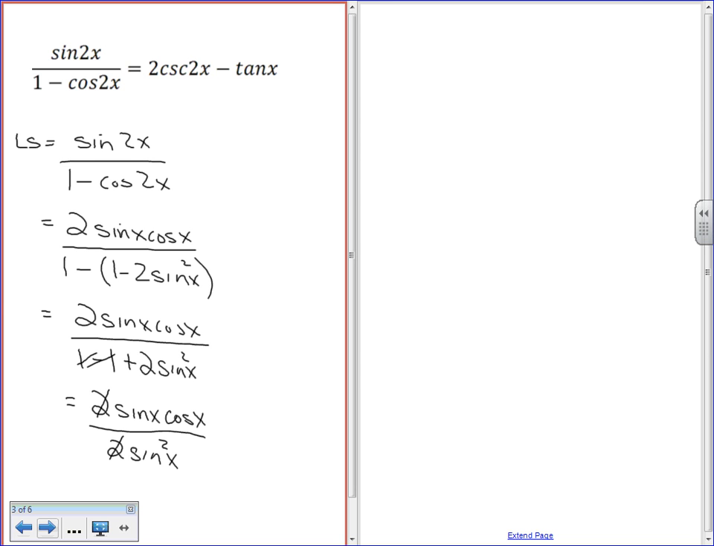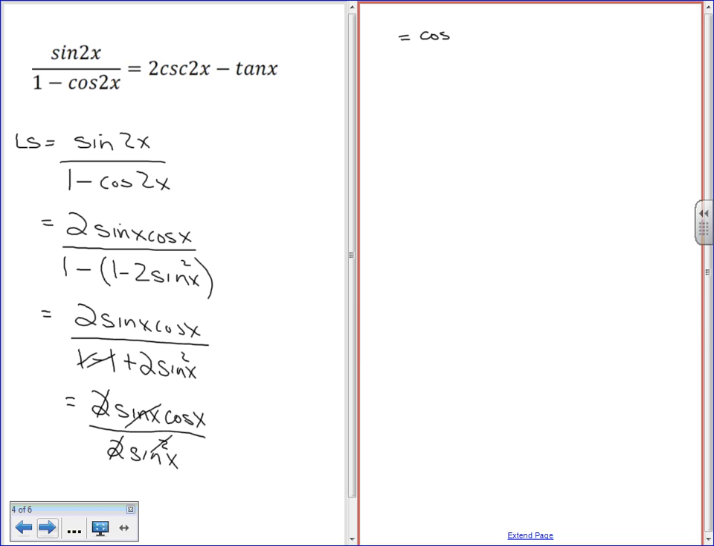Both of them are divisible by 2. There's a sine x on the top. There's 2 of them on the bottom, so I can take one of them out, leaving me with cosine of x over the sine, which looks nothing like the right side, but that's as far as I can go. Okay, so I can change it into cotangent, but I don't need to.